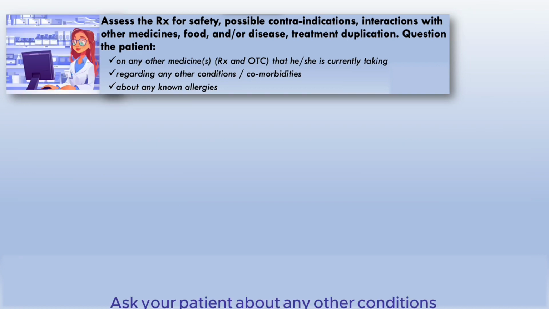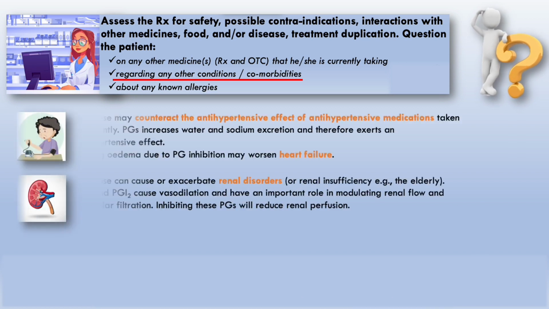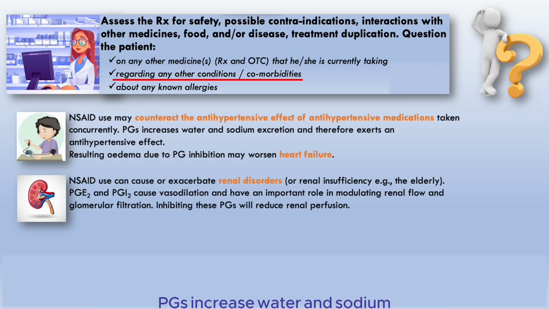Ask your patient about any other conditions or comorbidities, for instance hypertension. Prostaglandin increases water and sodium excretion and exerts an antihypertensive effect. NSAIDs inhibit prostaglandins and may counteract the effects of antihypertensive medications. Resulting edema due to prostaglandin inhibition may worsen heart failure.